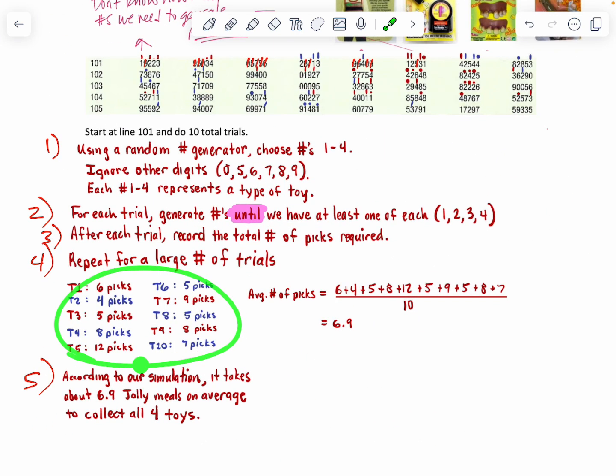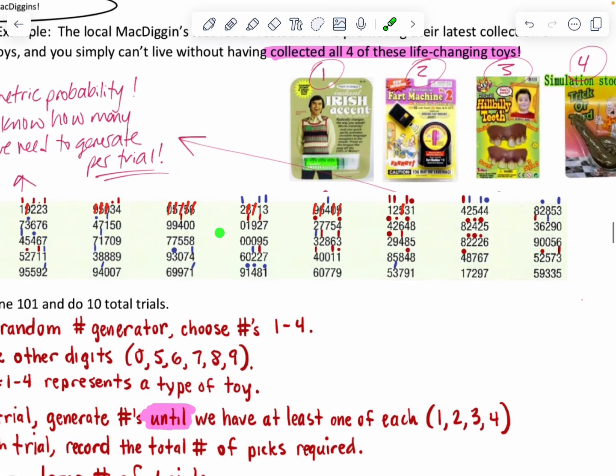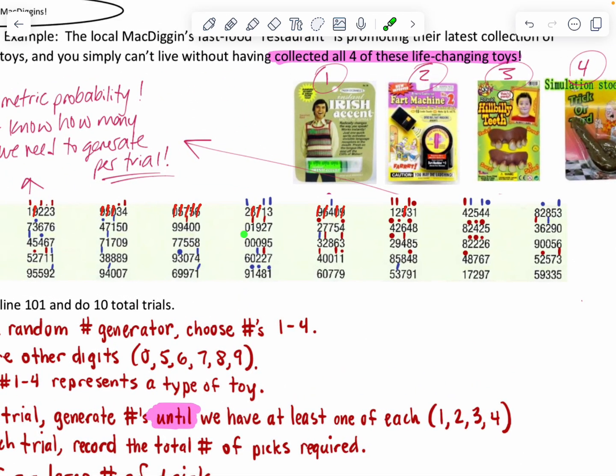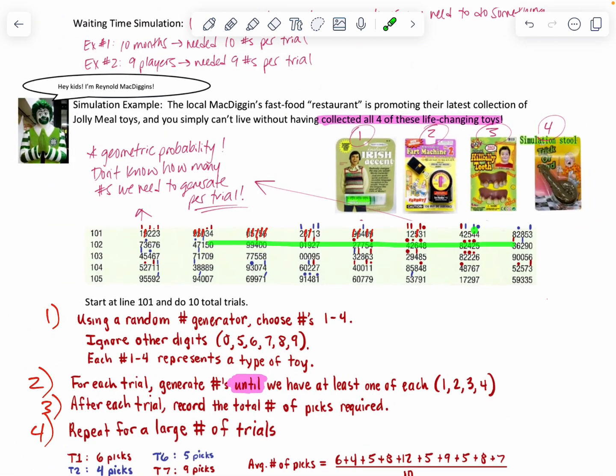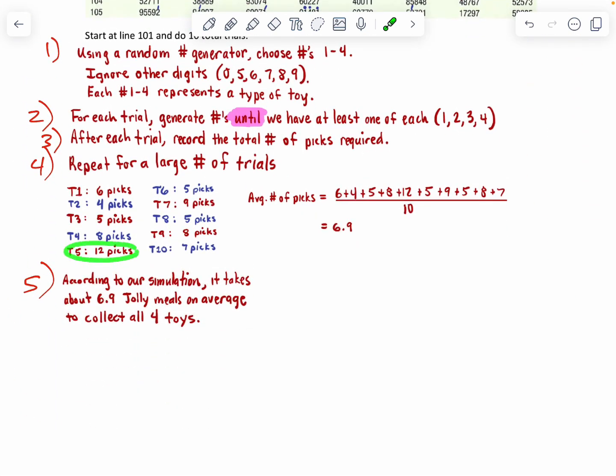What's interesting, I kind of tried to do different colors here. But you can count, there were 8 meals until I got all of them. And then I had to go for a really long time up here. I was looking for a number 3. There it is. Finally, it was toy number 3, the teeth that I was desperate for. And I had to buy a lot of toys for that 5th trial. I had to buy 12 of them, 12 meals. You can go ahead and double check me on that. Make sure that you understand. I'll save these for studying.